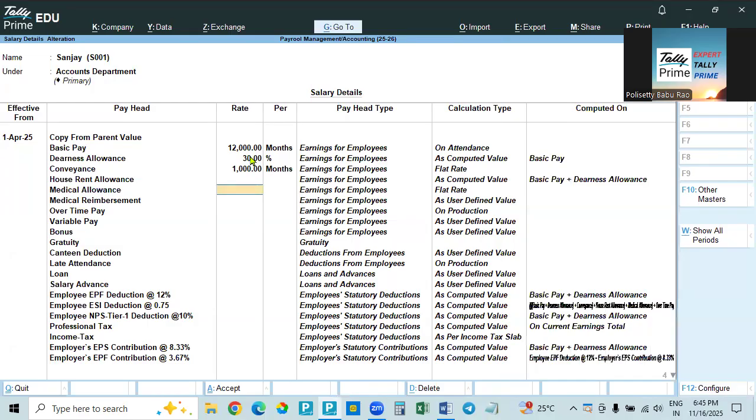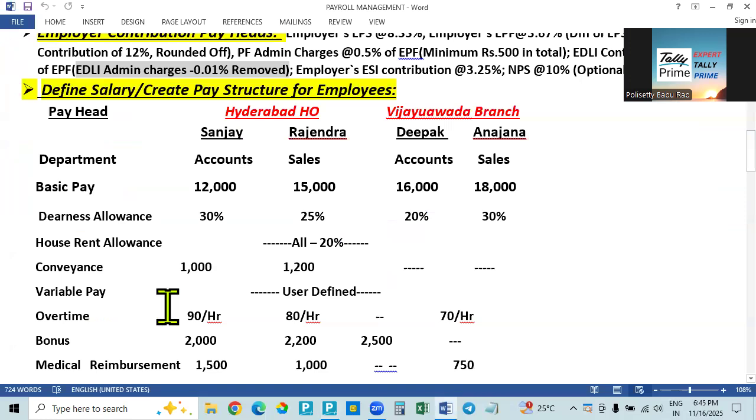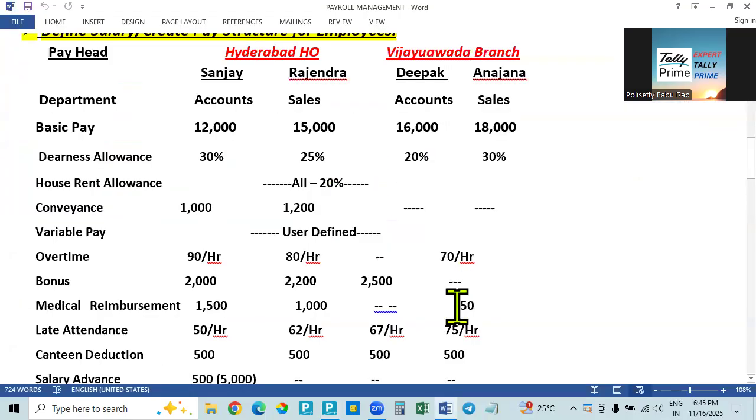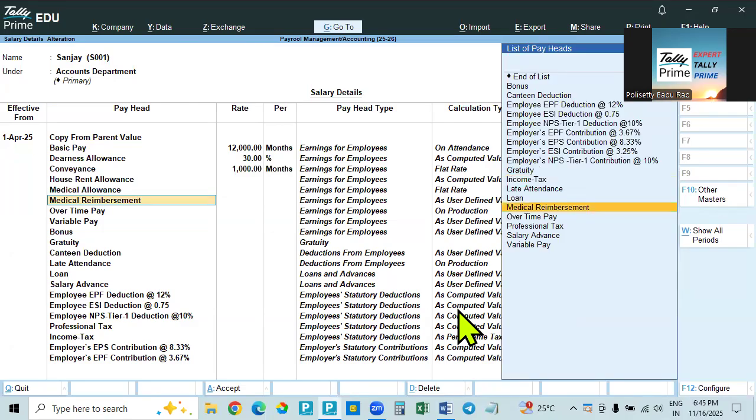And then medical allowance. Medical allowance is not available. If it is available, it will be a flat rate. That we will give as regular income. Here medical allowance is not there, so don't give anything. Come down.